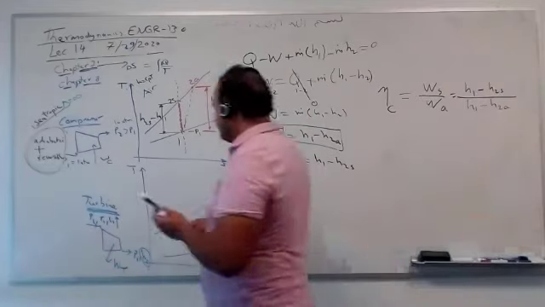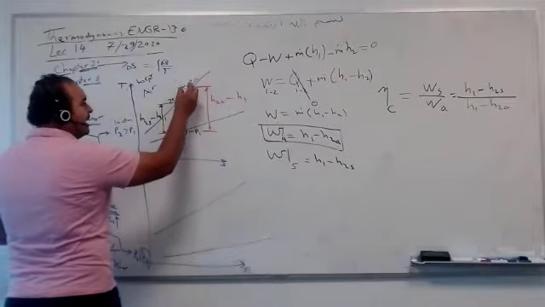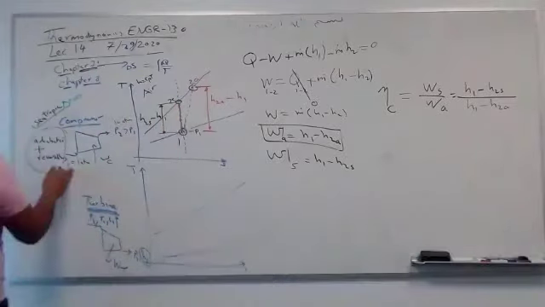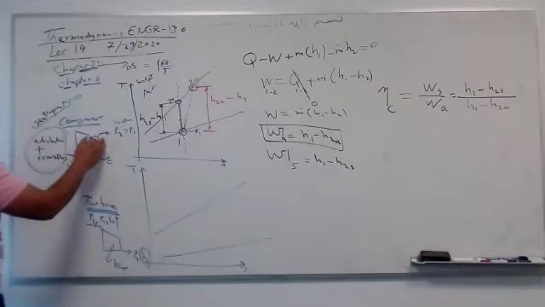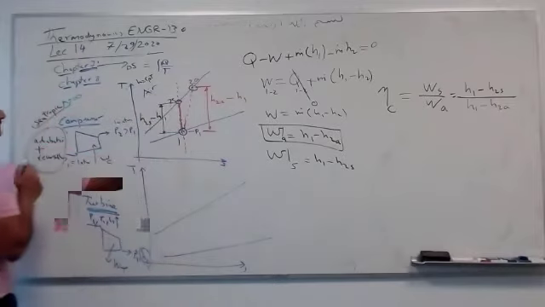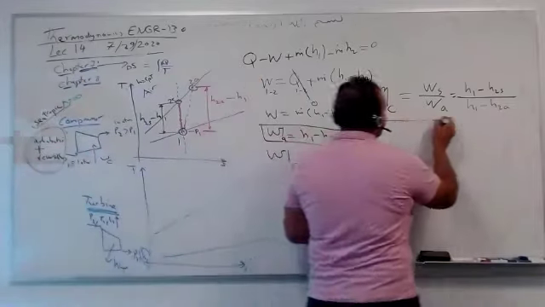We have here 3 states: state 1, 2S, and 2A. State 1 is the initial state, where the flow comes in. It can go out at 2A, but we wish it to go out at 2S. We define compressor efficiency like this.